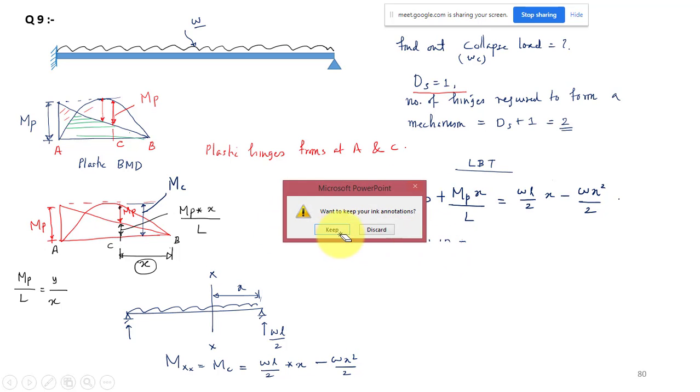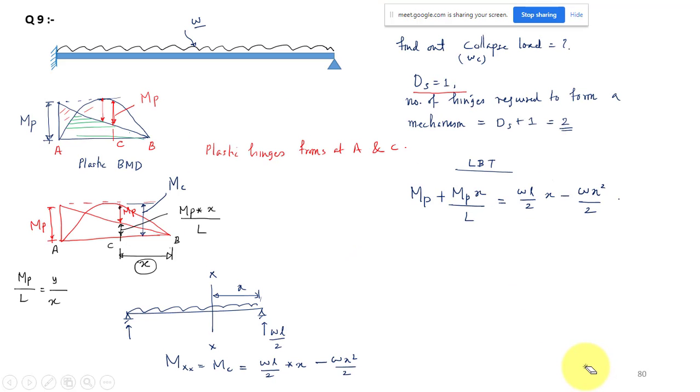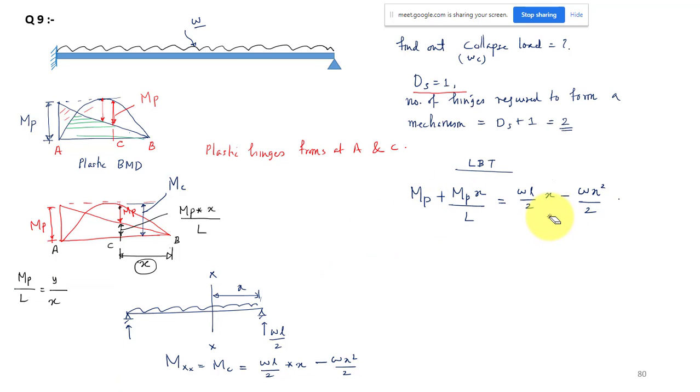So anybody, is it clear? Anybody have doubt up to this? I will clarify if you have any doubt. So is it clear up to this point? Any doubt you have?